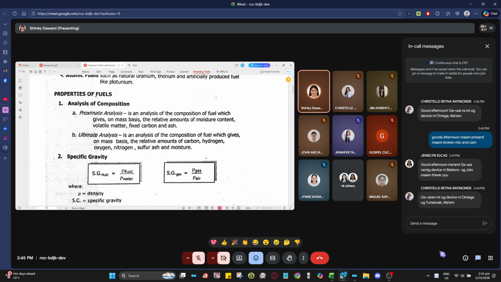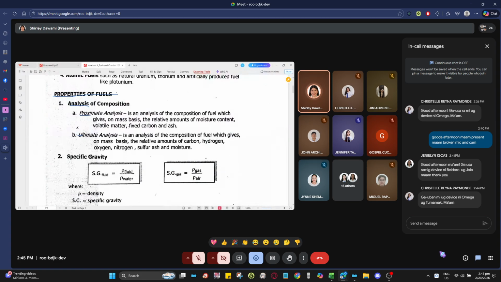Then let's talk about the properties of fuels. So first, just like when we tackle fluids, importante kaayo ning learning the properties of kung unsa man na siya nga, let's say, fuels or fluid. So the first property of fuel is the analysis of composition. So kani siyang analysis of composition, mura mo ni siya mo assess sa quality sa coal or sa fuel. Okay? So we have proximate and ultimate analysis.